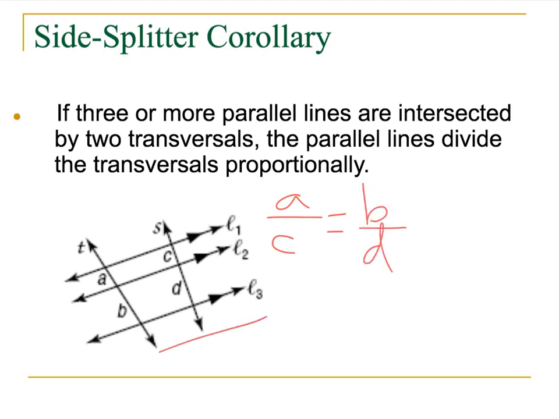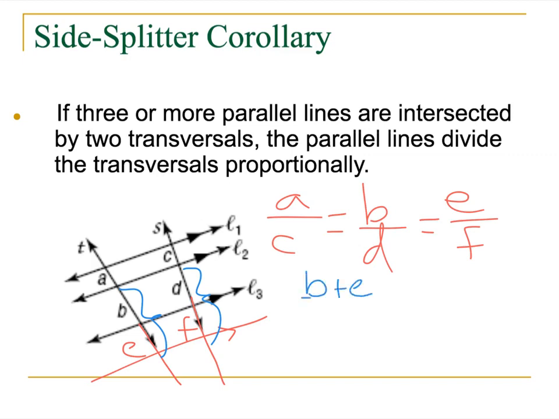And if I were to make another set of parallel lines with line 1, 2, and 3, and extend these guys a little further, let's call this E and this F, I could set that up with E and F, okay? And I can even go a step further and say this whole part over this whole part. Those guys are proportional. So you could even have in there B plus E over D plus F, whatever those values might be. That could be a part of this super proportion that I've been creating over here, okay? Awesome stuff.